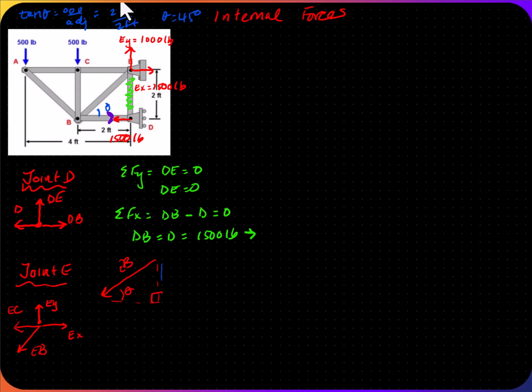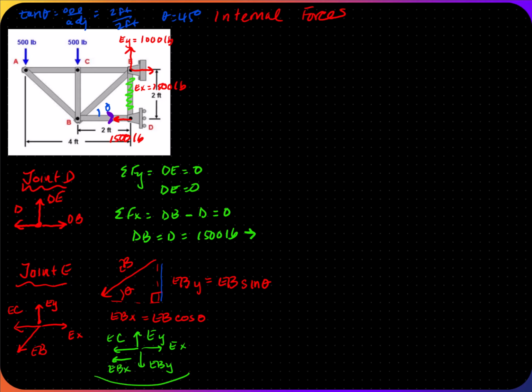This is my vertical direction here. So this is going to be EBY, which is EB sine theta. This is EBX. So this is EB cosine theta, and my theta is 45. To help you out, I'm going to redraw the vectors. So if I redraw the vectors, this is EY, this is EX, this is EC, this is EBY, and then we have another one, EBX.